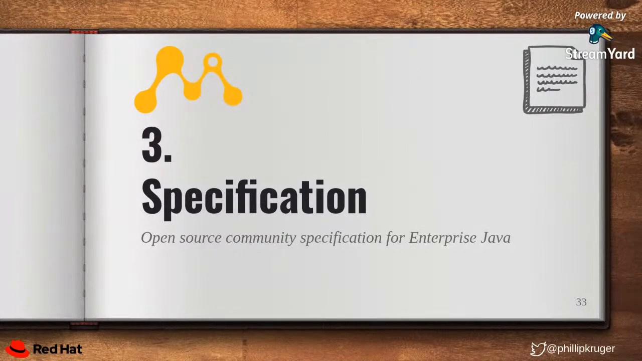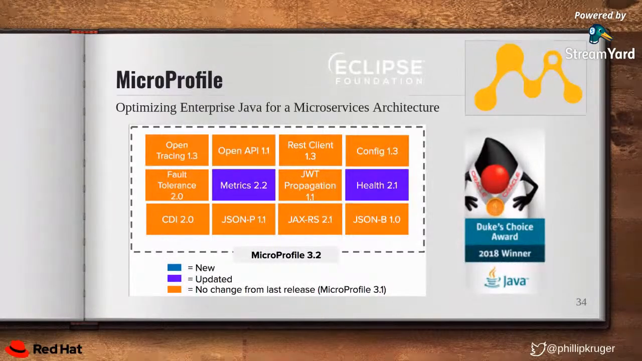Okay, so that's a background on GraphQL in general. Next, I'm going to talk about the MicroProfile specification. I'm sure most of you know about MicroProfile, but just quickly, it's an umbrella specification that contains all sorts of specifications related to cloud or microservices architectures. This is 3.2. I think 3.3 is out. I should update the slides.